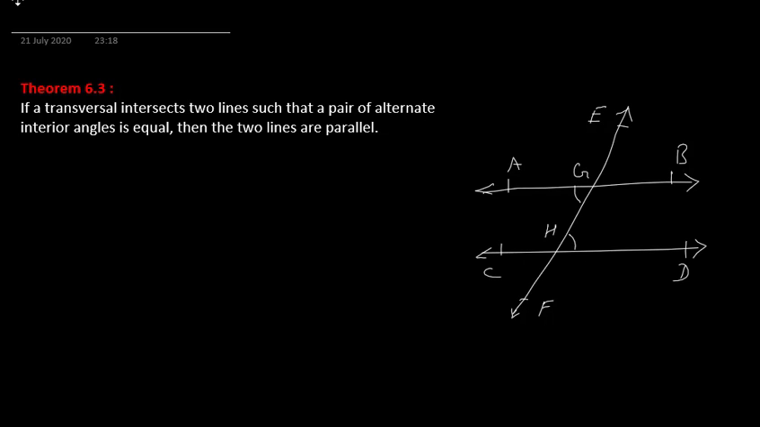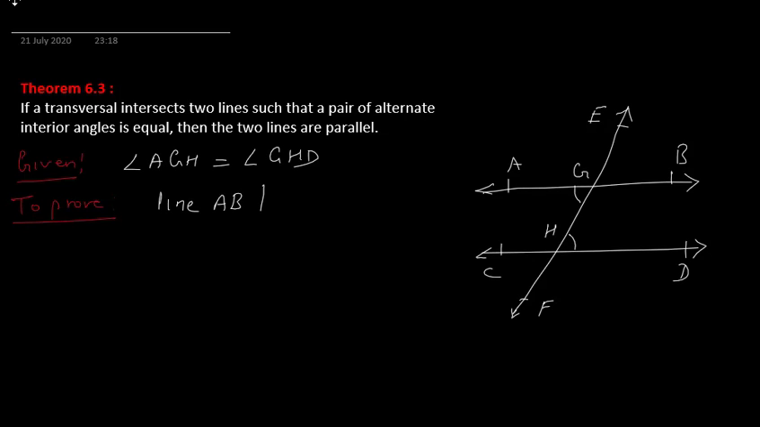So let us write what is given. Given: angle AGH is equal to angle GHD. This is given in the problem. What we have to prove? We have to prove that line AB is parallel to CD. Line AB is parallel to CD, that we have to prove.